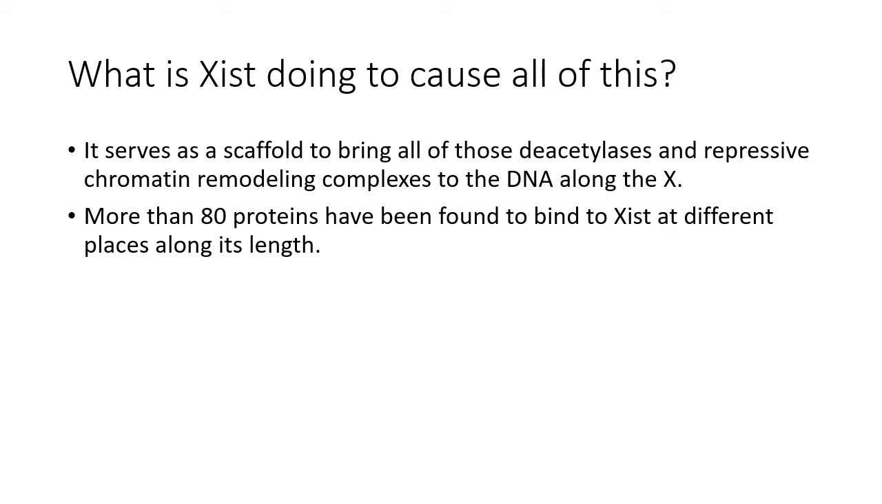So the question is, what is Xist doing to cause all of this? Well, the bottom line, so far at least, is it serves as a scaffold to bring all those deacetylases and repressive remodeling complexes, etc., to the DNA along the X. In fact, more than 80 proteins have been found to bind the Xist RNA at different places along its length. So the Xist RNA is a gigantic delivery machine which takes all these protein complexes to where they need to go all over the length of the whole X chromosome.